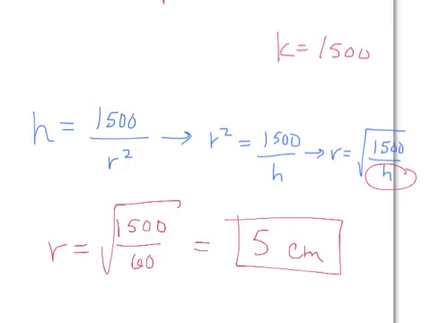1,500 over 60 is 25, right? Because you cancel the zeros here. Makes it 150 over 6. That's 25, which is 5. My units are centimeters because the problem started with centimeters. Are we good on this one?